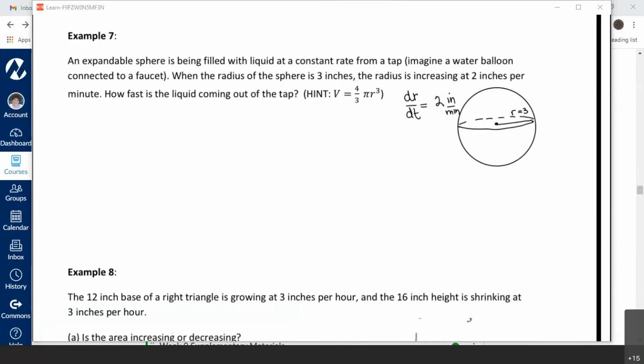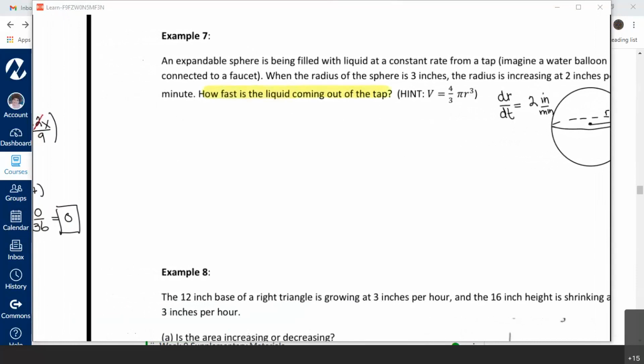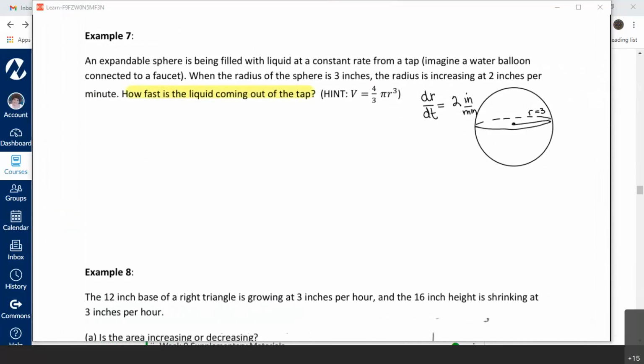Now, this is probably the hardest thing to do. How fast is the liquid coming out of the tap? Let's assume it's water. How fast is the liquid coming out of the tap? What are they asking you for?